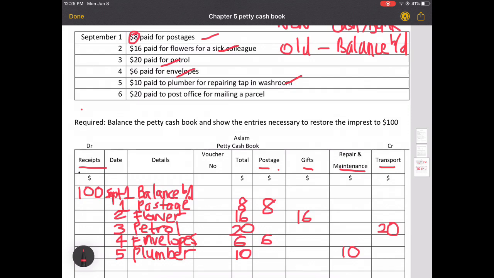Okay, last but not least, September 6th. $20 paid to post office for mailing a parcel. I'm just going to write parcel in my details. And then it will be under postage.